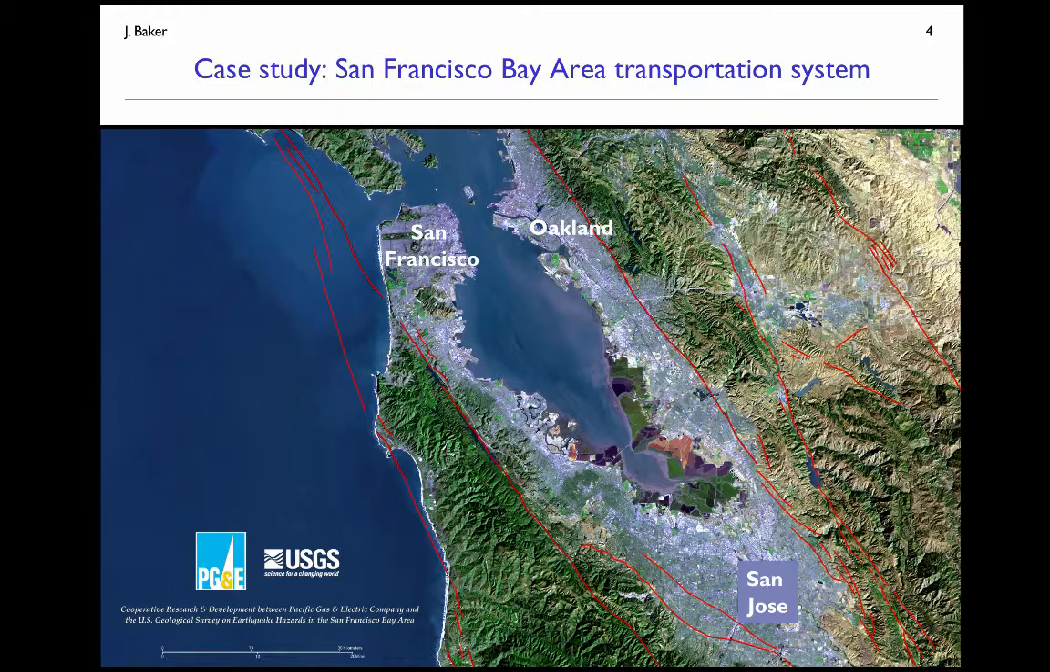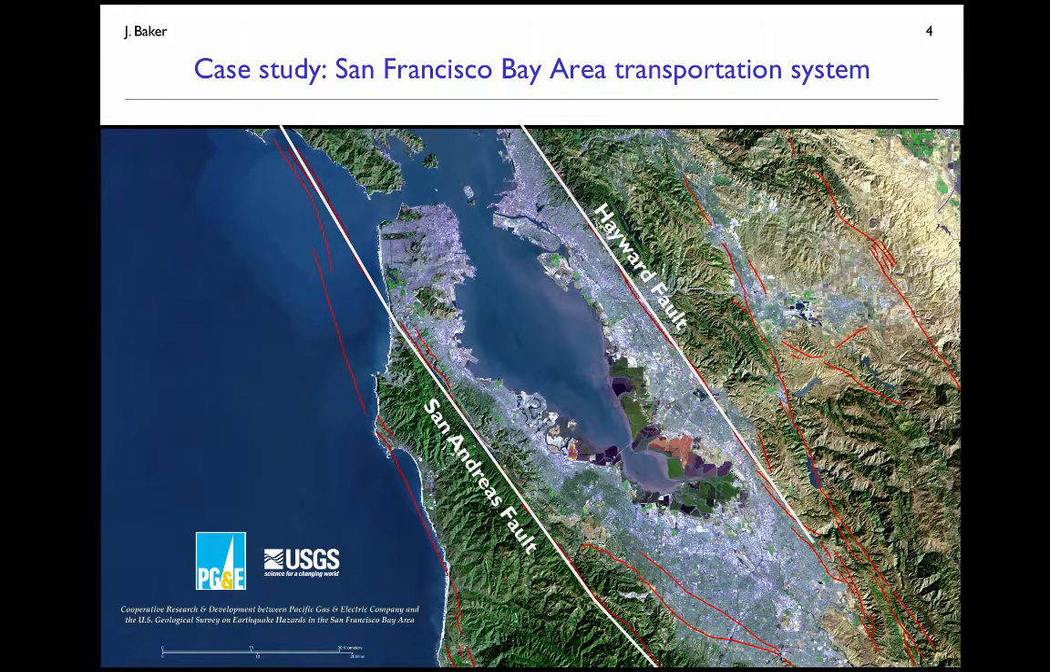system. I should also note the distance from San Francisco to San Jose is on the order of 80 kilometers, so it's a large, geographically spread out urban area. And then what also makes things complicated is that we've got a number of active faults. It's a highly seismically active region of the world, in particular the San Andreas Fault and the Hayward Fault. Here I've highlighted in white.